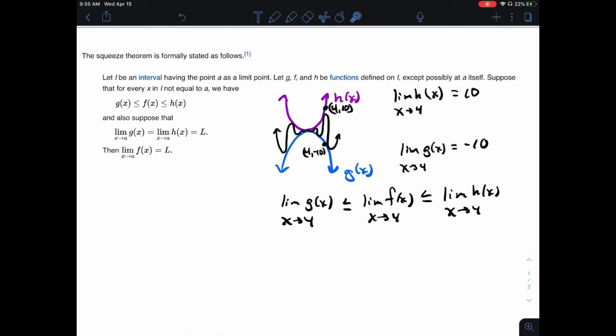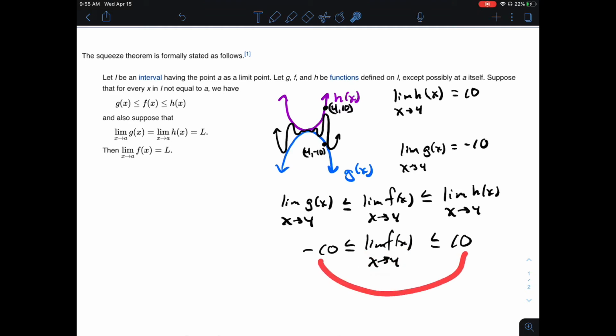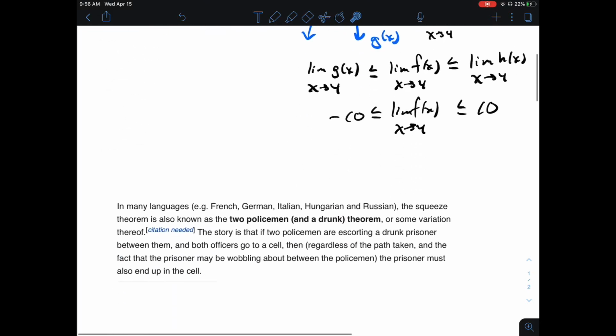Pardon me. So if h of x is approaching 10, and g of x is approaching negative 10, then it seems reasonable to assume that this limit here of the function between has to be approaching a number between negative 10 and 10. In essence, that's the squeeze theorem. Now, in its current form, with this example, that was not very valuable, but I'll give you another example here that's more valuable. Before I do that, let me put this in terms that you will definitely understand from Wikipedia.